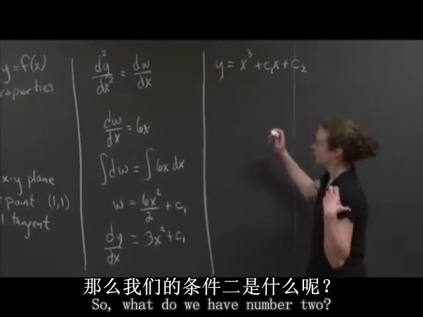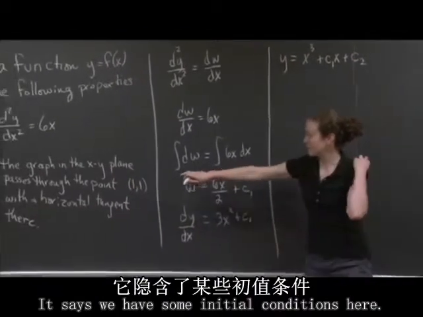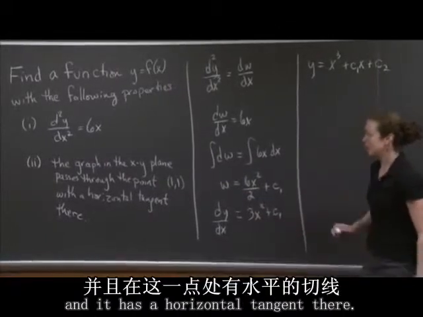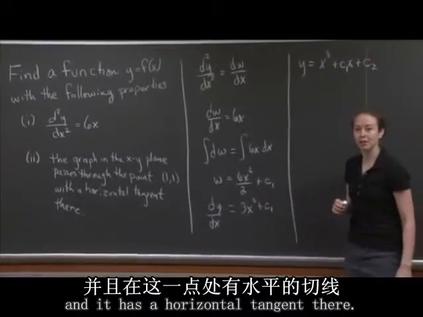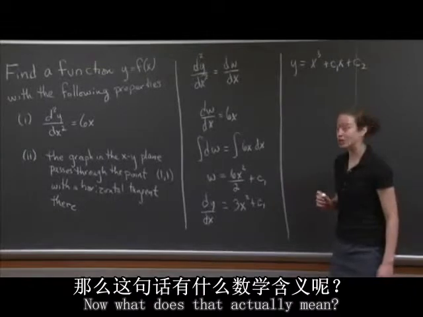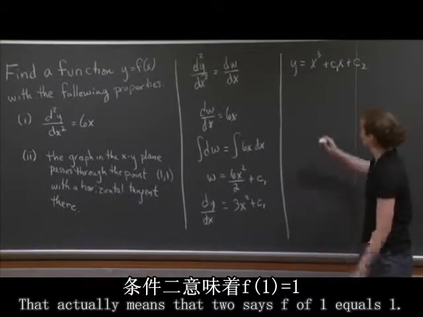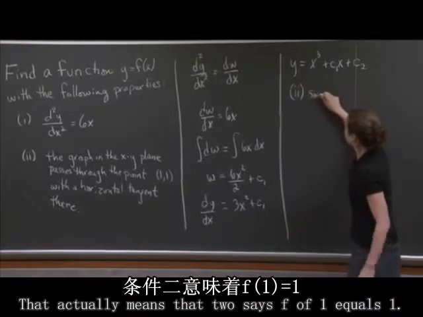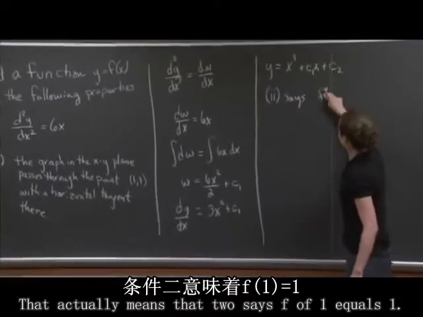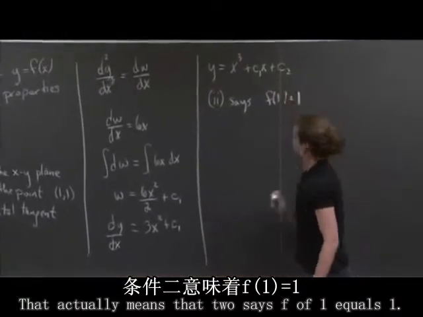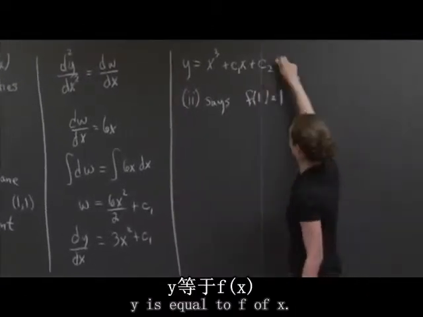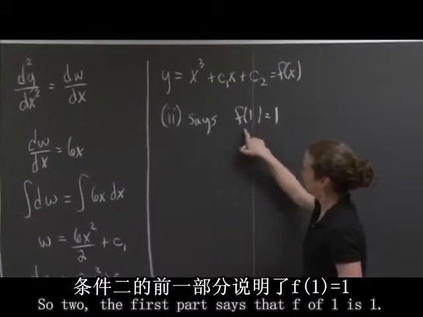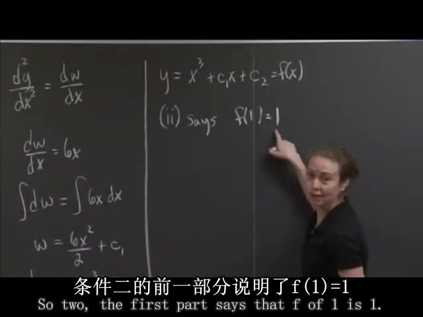OK? So what do we have? Number 2, it says we have some initial conditions here. The graph in the xy plane passes through the point 1, 1, and it has a horizontal tangent there. Now, what does that actually mean? Let's think about that. Number 2 says f of 1 equals 1, right? y is equal to f of x. So the first part says f of 1 is 1.